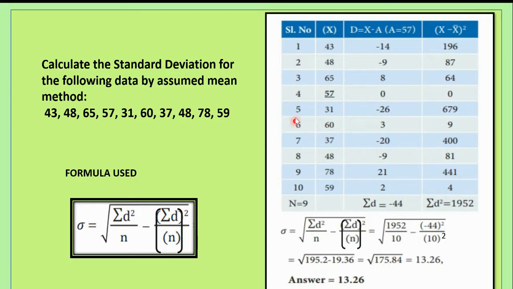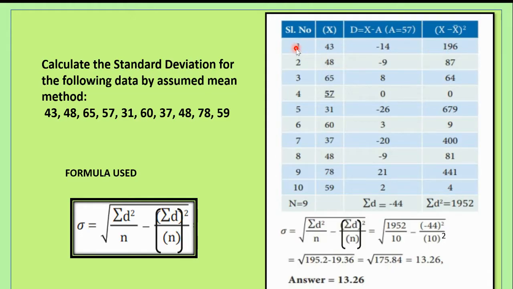The first one will be serial number, second one x, that is the values which are given in the problem. Third column will be deviation. How do you calculate the deviation? Deviation is equal to x minus the assumed mean, where A stands for assumed mean. The last column is the deviation square. So you have 4 columns: serial number, the values x, the deviation, then the deviation square.